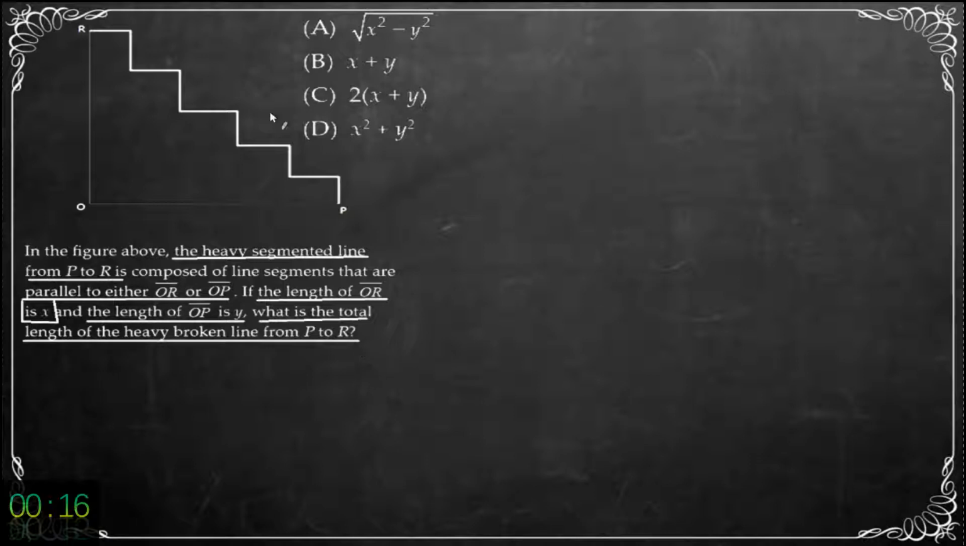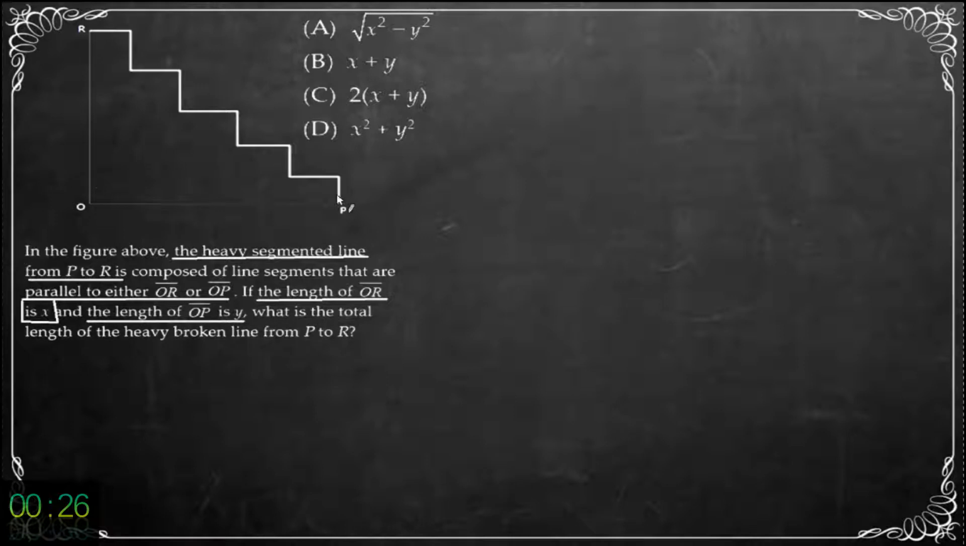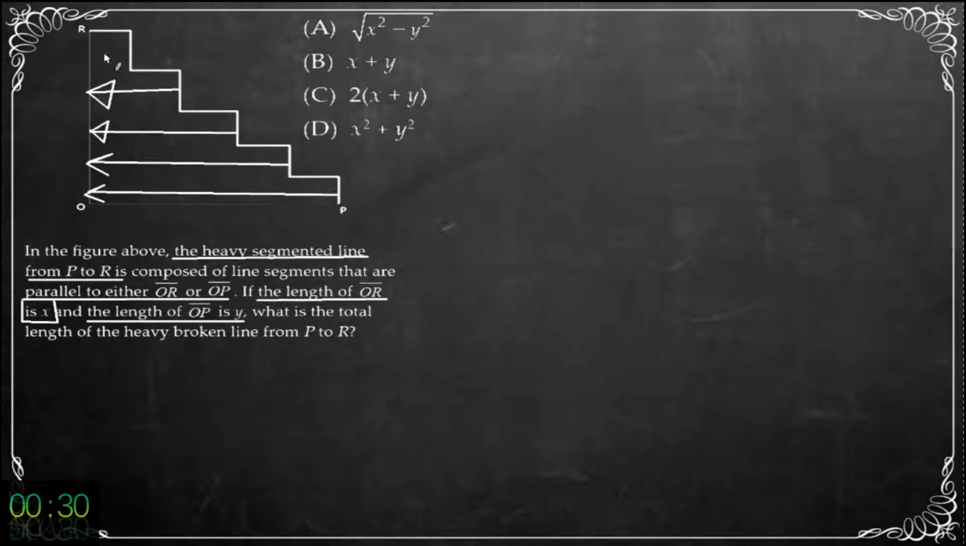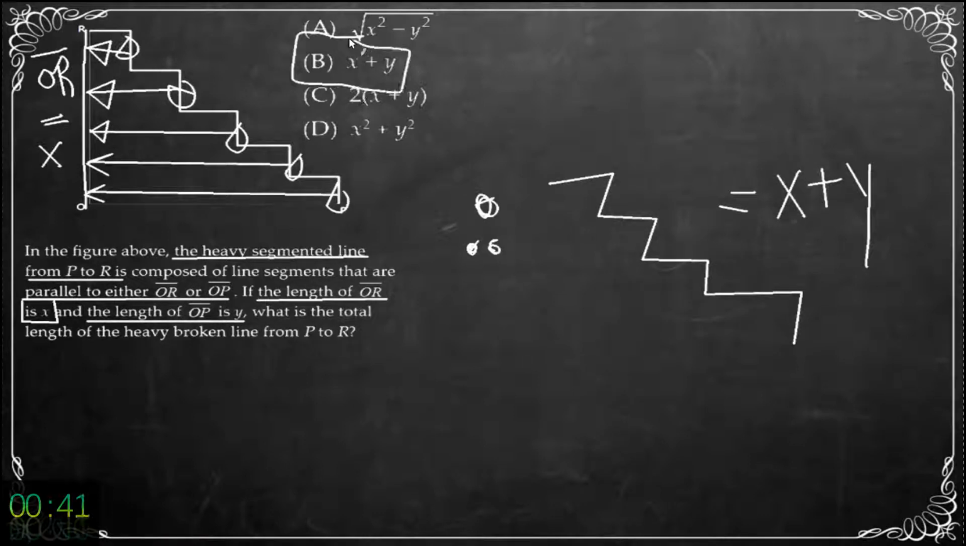Okay, well, we're told that each of these segments is parallel to either, which means that if we drop down these segments right here that are parallel to OP, they should add up to the length of OP, which is Y. And if we do the same thing for the vertical segments that are parallel to OR, drag them over, we realize that they add up to a complete OR, which is equal to the length X, which means that combined, these segments are going to be X plus Y, choice B.